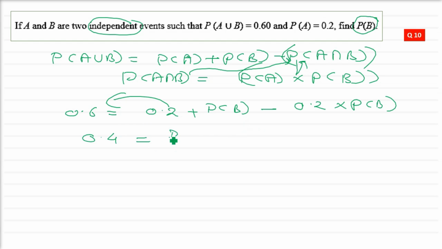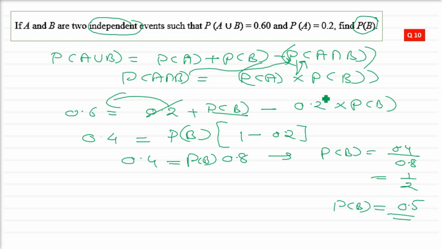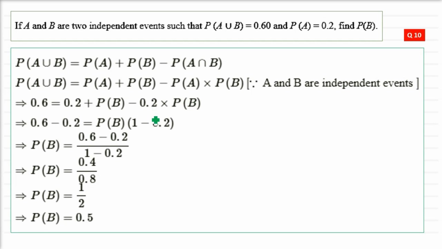On the right, you can take PB common. When you take this PB common from the two terms which are remaining on the right hand side, it will be 1 minus 0.2. 1 minus 0.2 is 0.8. So PB into 0.8 is 0.4. PB becomes 0.4 divided by 0.8, and 0.4 by 0.8 is 1 by 2, which comes out to be 0.5. We generally write the probability in terms of what is being given. That's why I'm writing 0.5 rather than 1 by 2, because the question is saying 0.6 and 0.2. So this PA intersection B is PA into PB. In the first equation, we have written PA into PB.